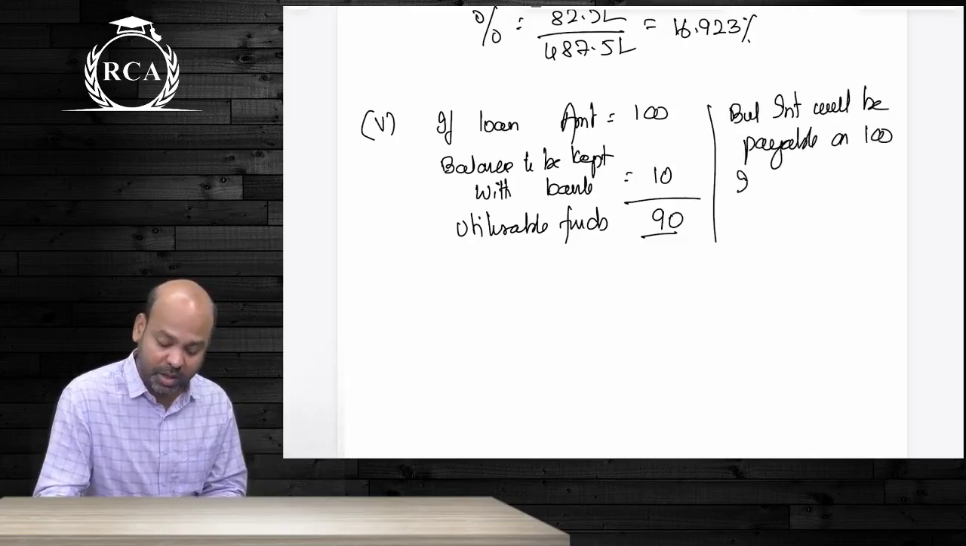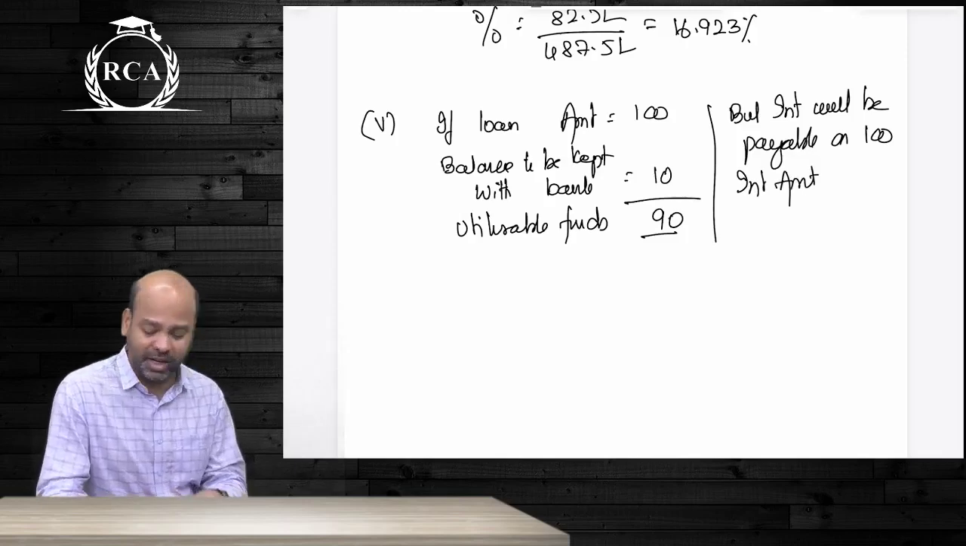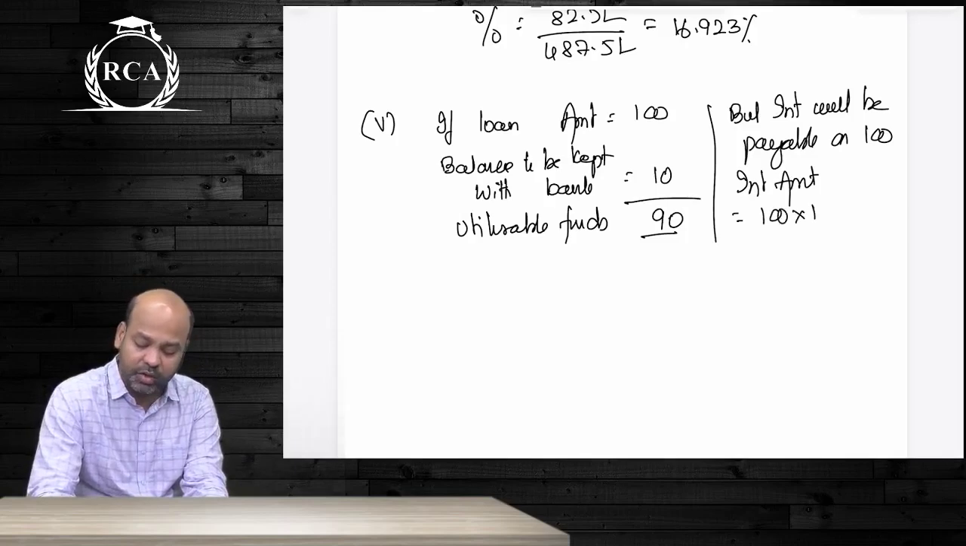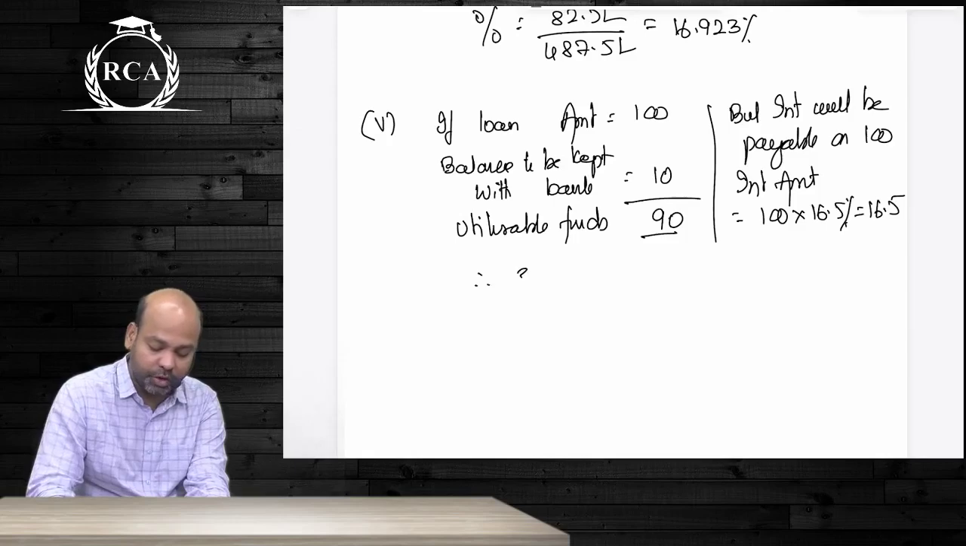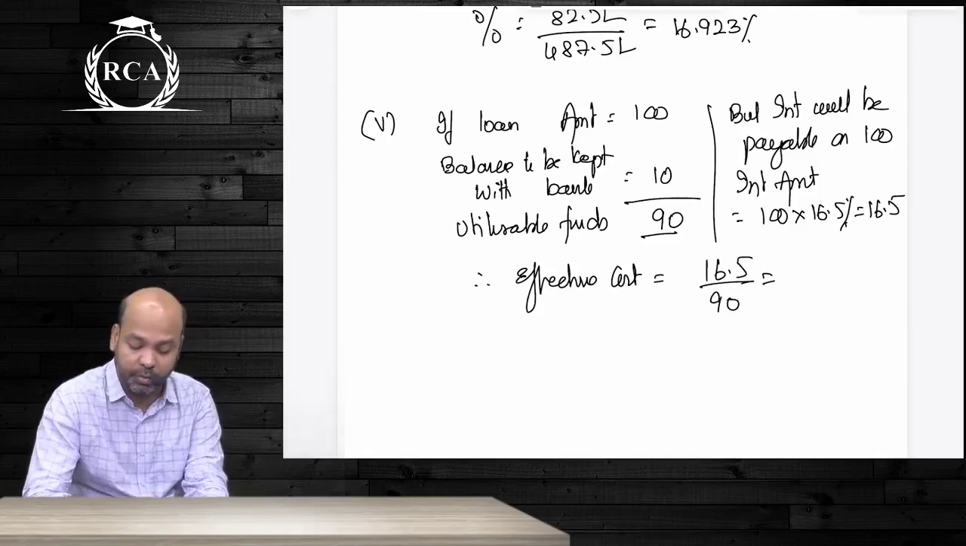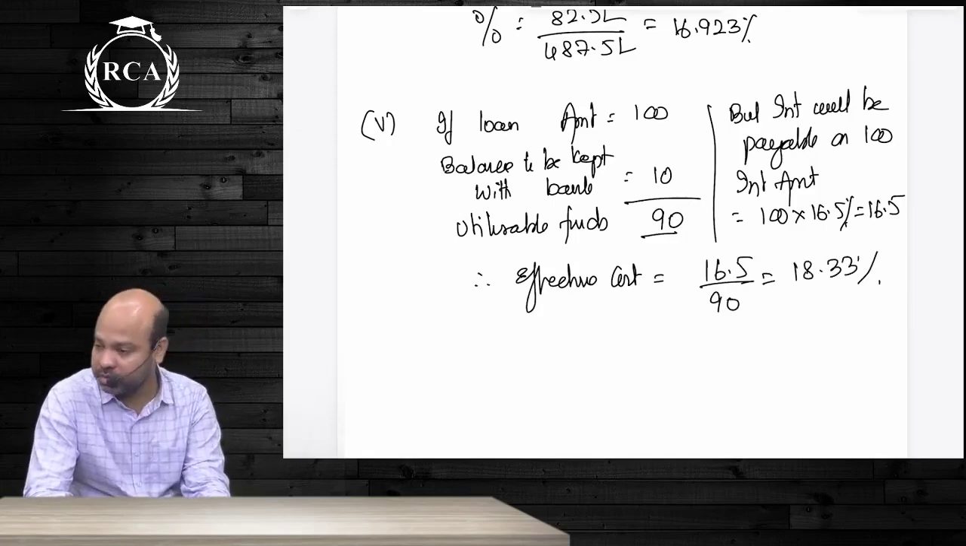Interest will be payable on 100. So the interest amount, guys, will be equal to, you can take the exact loan amount and complicate it, or else take 100 rupees, beta, the answer is the same. 100 into 16.5%, guys, is 16.5 rupees. Therefore, your effective cost, beta, is that you are actually incurring an interest of 16.5 to get funds of 90, and this will be 18 point, this is the answer.